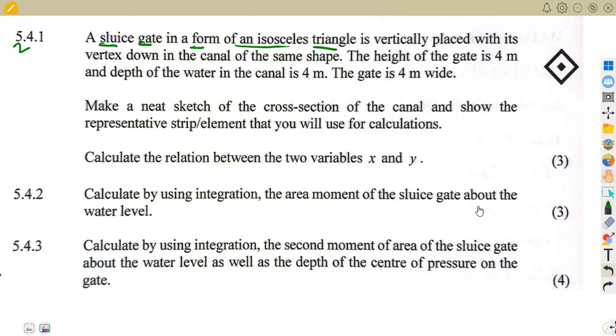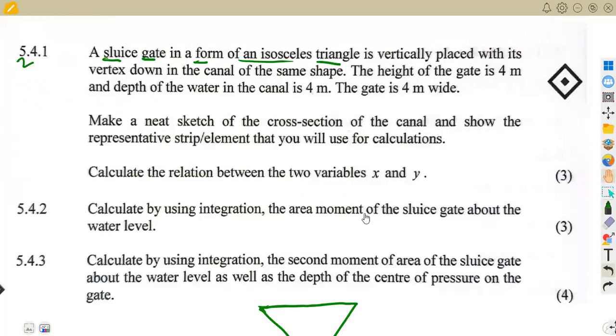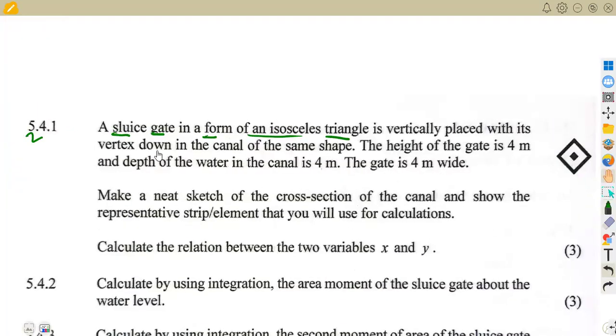Of an isosceles triangle. We know the properties of an isosceles triangle, but we're given that the vertex is down. The vertex is the end, like this. This vertex is given down. That is what you're given there. So you're given the vertex, the corner of the triangle, facing down like this. That is the condition we are given: the isosceles triangle is vertically placed with its vertex down.